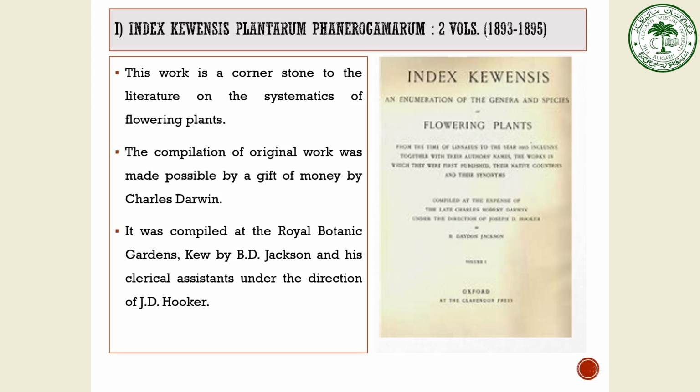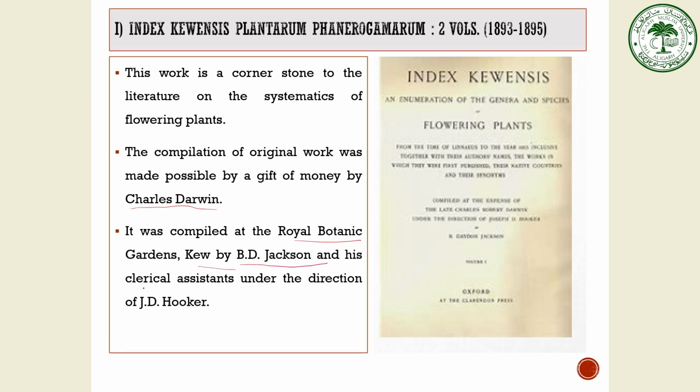If we see the detail, the first one, Index Kewensis Plantarum Phanerogamarum, was published in 2 volumes. This work is a cornerstone of the literature on the systematics of flowering plants. The compilation of the original work was made possible by a gift of money from Charles Darwin. It was compiled by the Royal Botanic Gardens, Kew, by J. D.